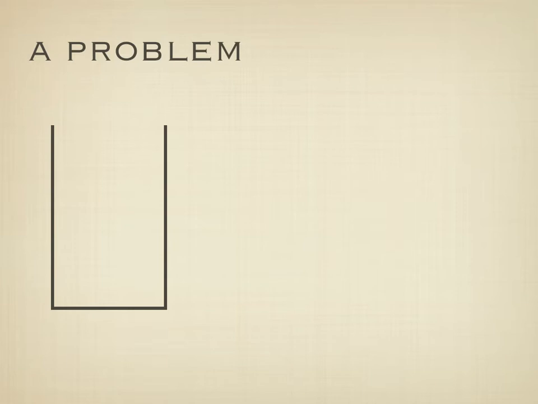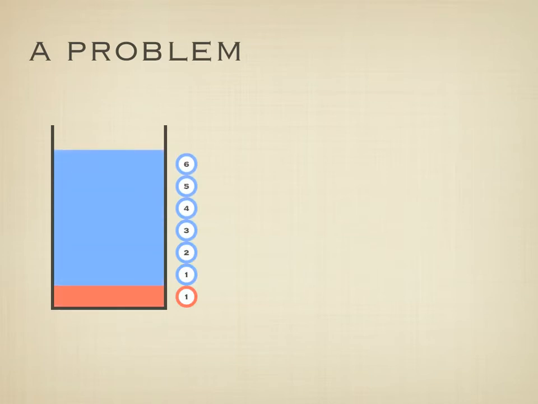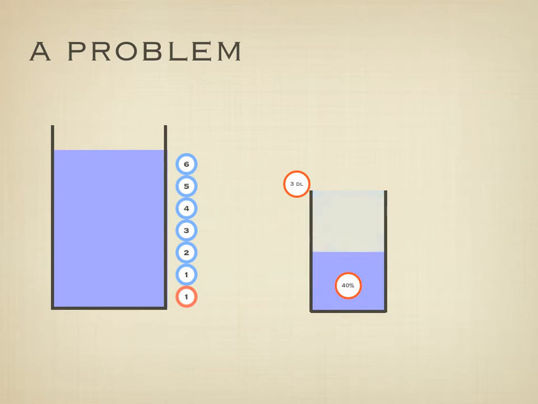A problem. We've got a mixture of 1 part syrup and 6 parts water. Now we've got a glass containing 40% of the mixture. The glass will contain 3 deciliters when filled. How much syrup do we have to add so that at the end the mixture will still be the same?